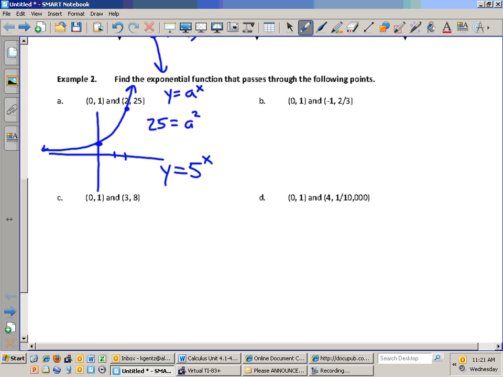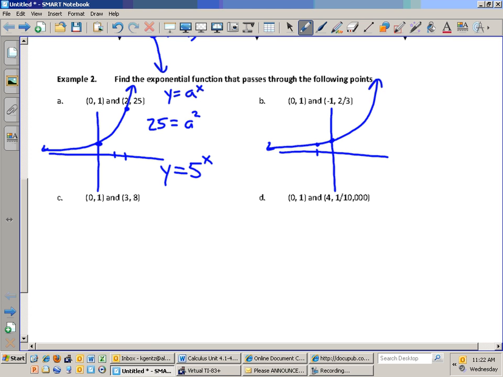Then I go to the second piece, 0, 1, and negative 1, 2/3. If I plot this to try to get an idea of what it looks like, 0, 1, and then negative 1, 2/3, that'll be slightly lower. Looks like the graph is going something like that. Is a going to be greater than 1 or less than 1? Greater than 1. As long as it has that shape, a is greater than 1.